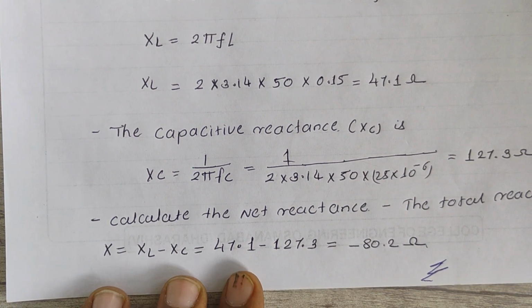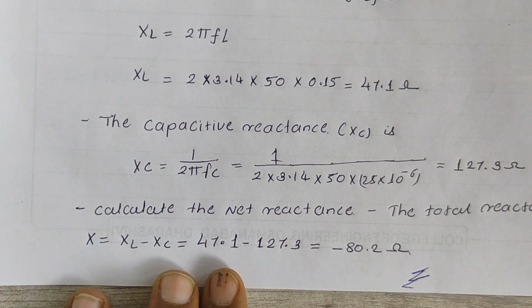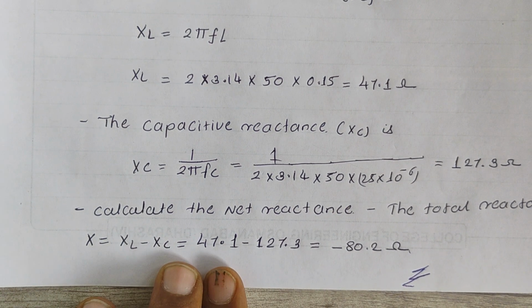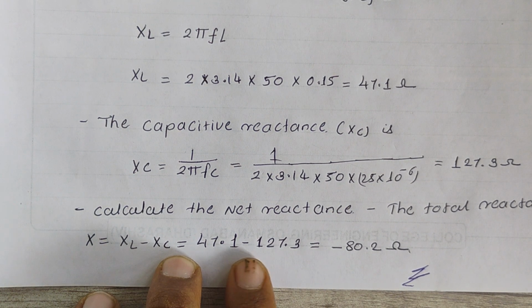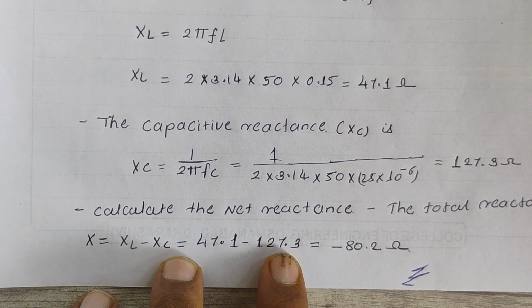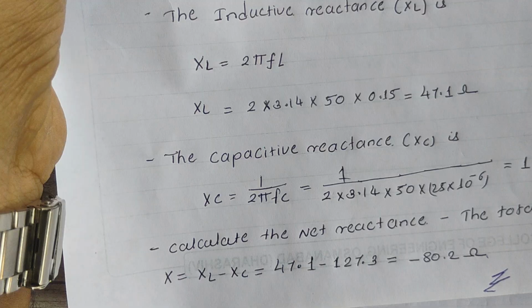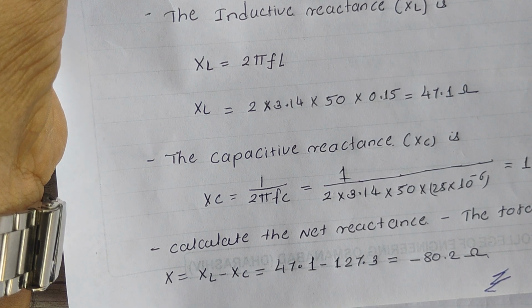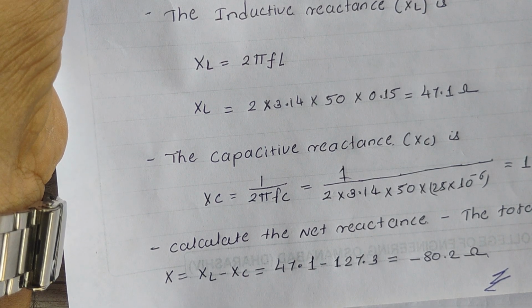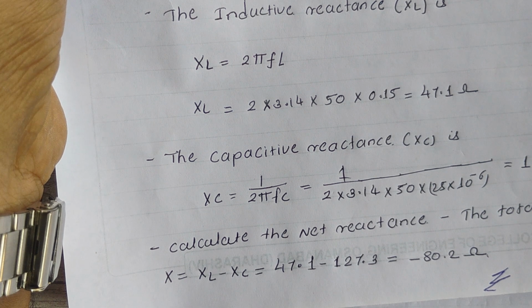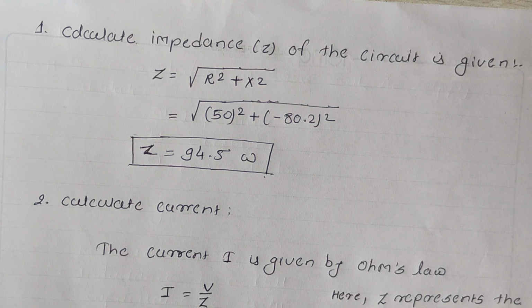So calculate the net reactance. The total reactance X equals XL minus XC equals 47.1 minus 127.3 equals minus 80.2 ohm, and we get the value of total reactance. X equals minus 80.2 ohm.